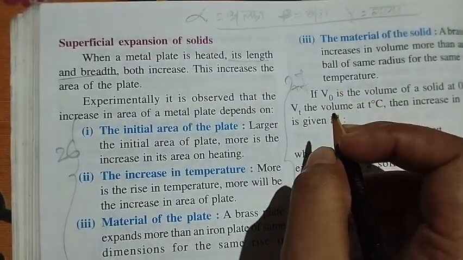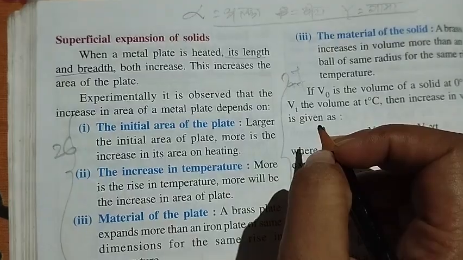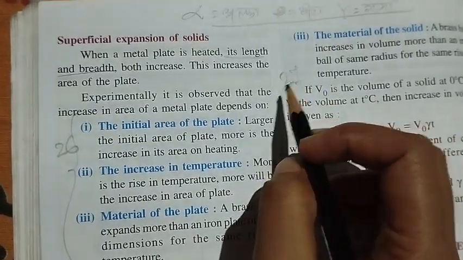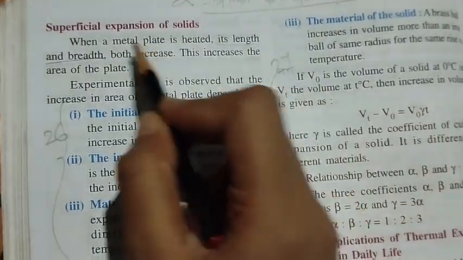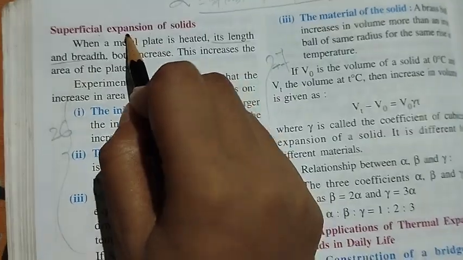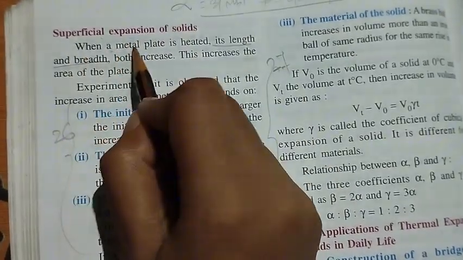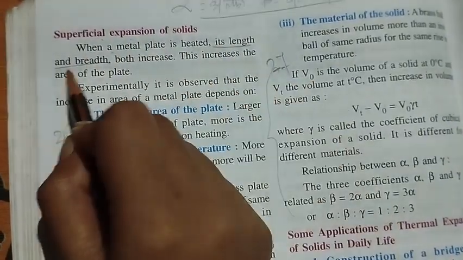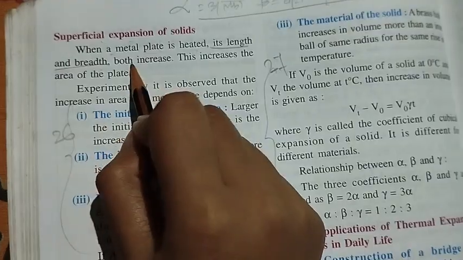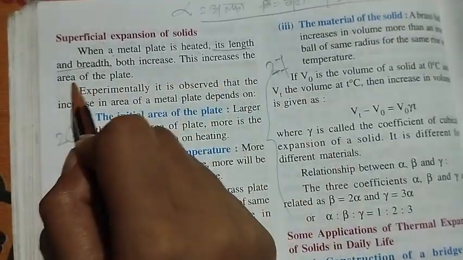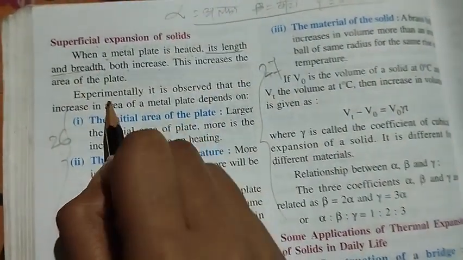Today we will continue the third part of this chapter number 6, heat transfer. So continuing the chapter: superficial expansion of solids. When a metal plate is heated, its length and breadth both increase. This causes an increase in the area of the plate.